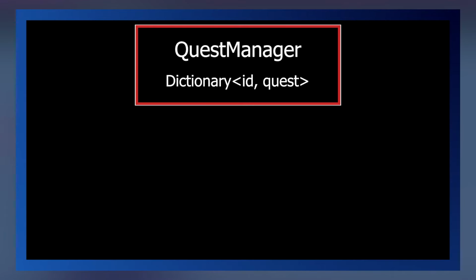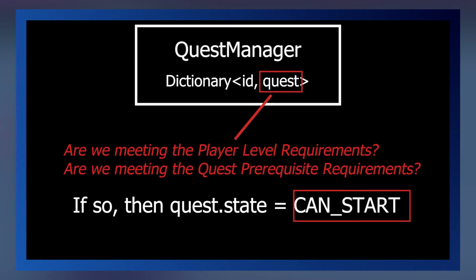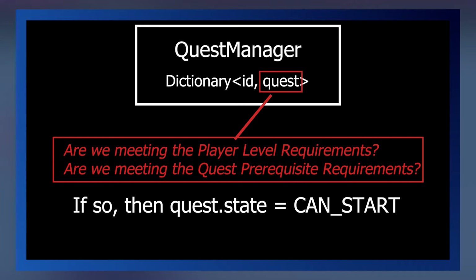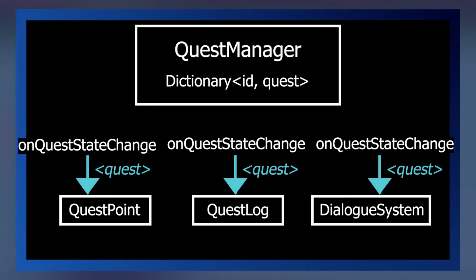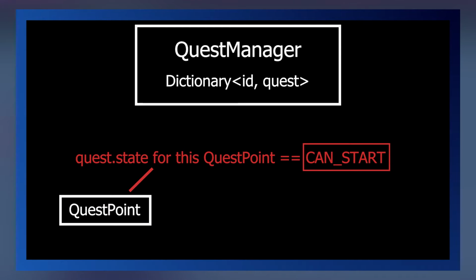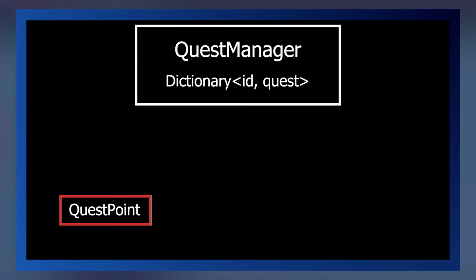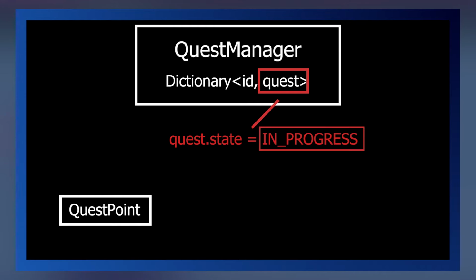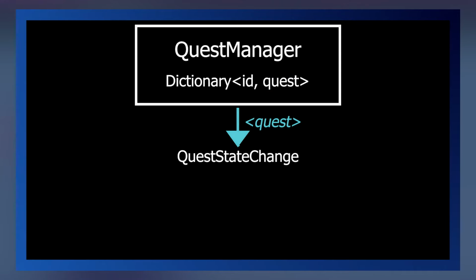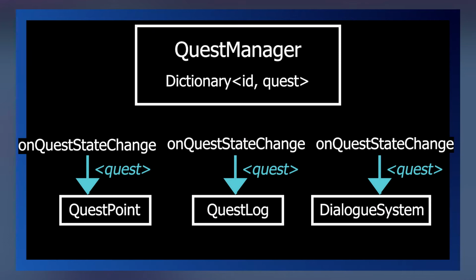Then in the quest manager, we'll constantly check and promote quests to the can start state if the requirements for that quest have been met, which of course will get sent out through the quest state change event so that way other parts of our game, like these quest points, can update accordingly. Once the quest is in the can start state, the player can interact with the corresponding quest point, which will send out the start quest event, and that gets received by the quest manager, where we'll change the state from can start to in progress, which you might have guessed will send out a quest state change event to inform the rest of our game about that change.